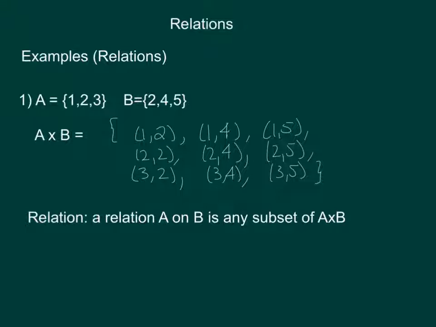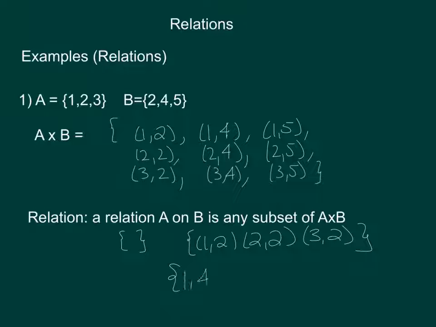Now we come to the definition of a relation. A relation from A to B is any subset of A cross B. So here, looking at A cross B, any subset. It could be the empty set. It could be (1, 2), (2, 2), and (3, 2). It could be (1, 4), (1, 2).